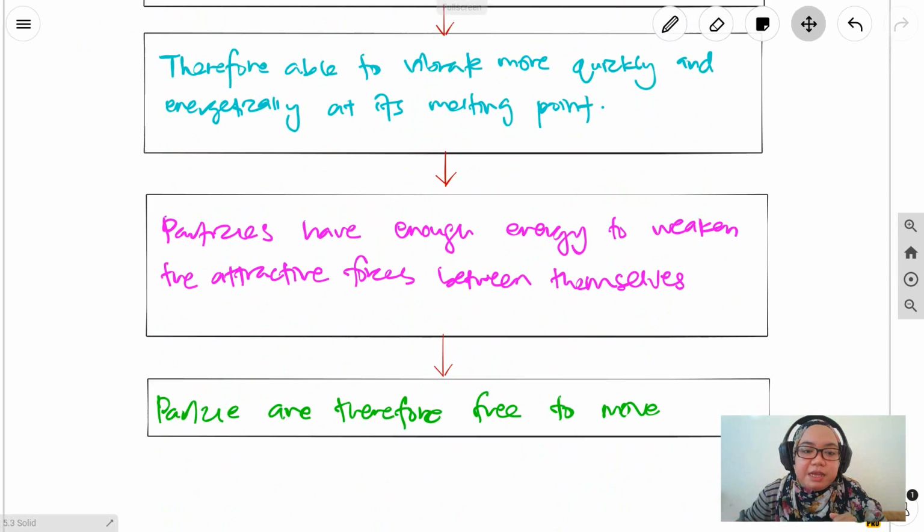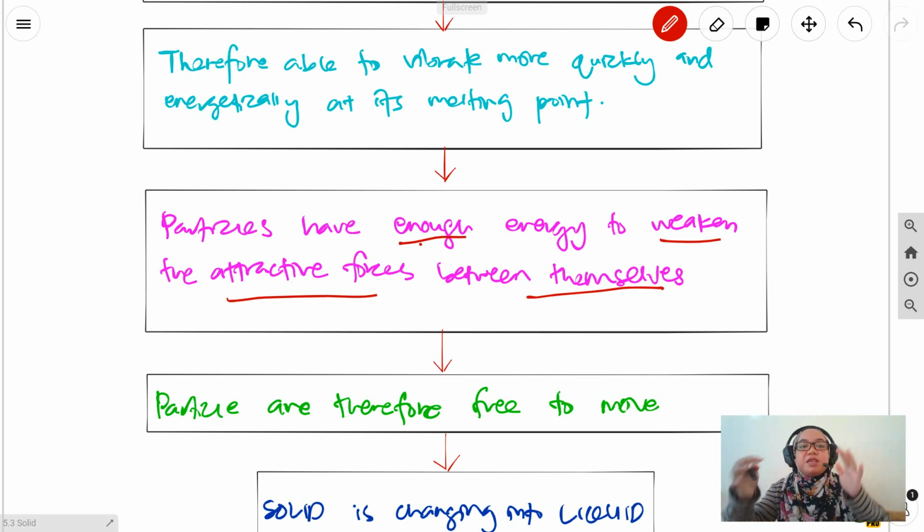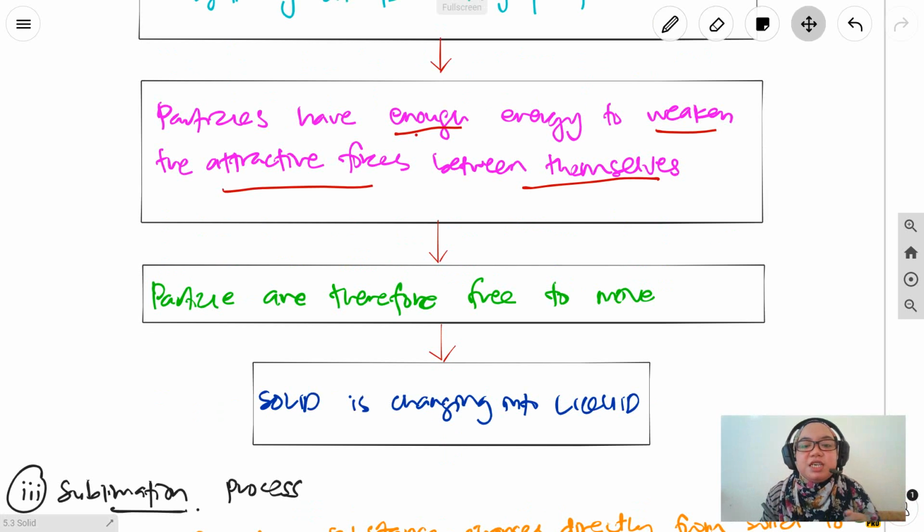Okay, so what happened next? So these particles now have enough energy to weaken the attractive forces between themselves. They have enough energy, so they can move faster, to weaken the attractive forces between themselves. And now the particles are therefore free to move, because liquid is free to move, right. So now we can say that the solid is changing into liquid. So that's how the melting process or fusion process happens.